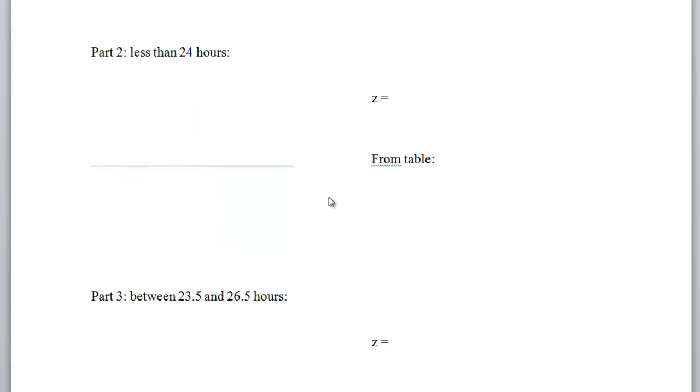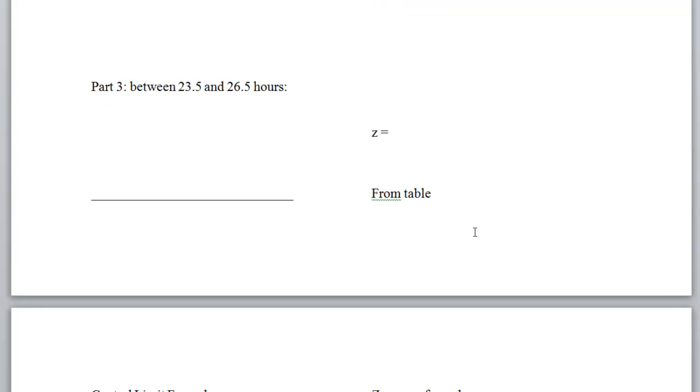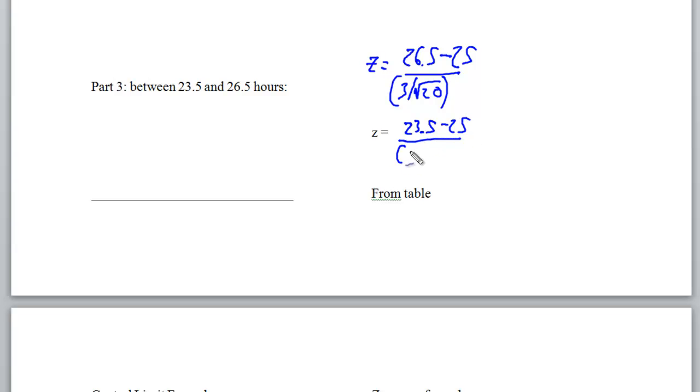So, let's continue to the next piece here. Let's pick part 3. We're looking between 2 marks. So we actually need 2 different z-scores. So what I'm going to do is do my z for my 26.5 first. That's our target average, divided by, again, this is 3 divided by square root of 20. And I'd put that in parentheses on your calculator, so that way it doesn't make a mistake. And we're going to go 23.5 minus 25 over 3 divided by square root of 20.